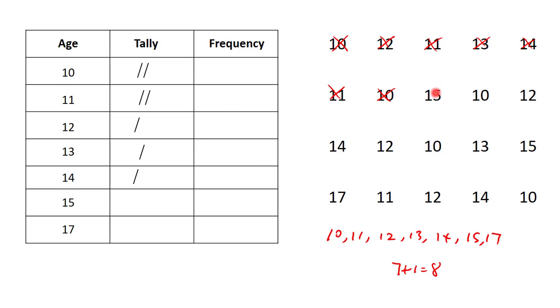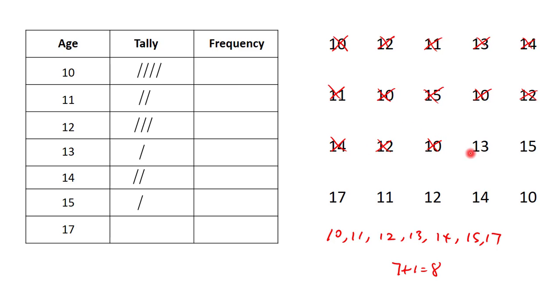The next one is 15. So 15 will have 1 stroke here. The next one is 10. So 10, you have 1 stroke here. The next one is 12. So 12, you have 1 stroke here. The next one is 14. So 14, you have 1 stroke. The next one is 12. So 12 will have another stroke. The next one is 10. So 10 will have another stroke.